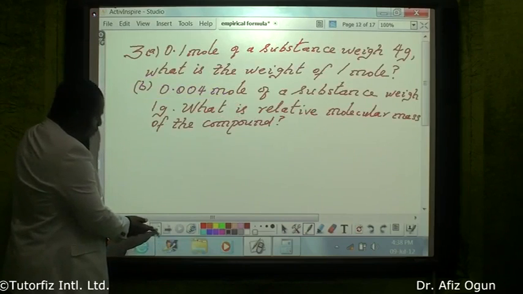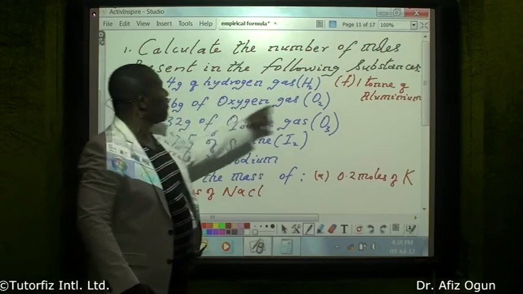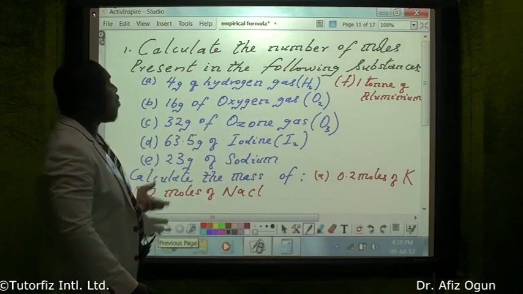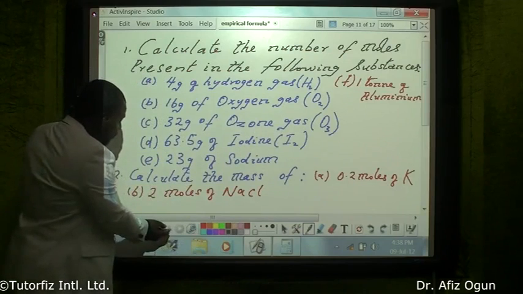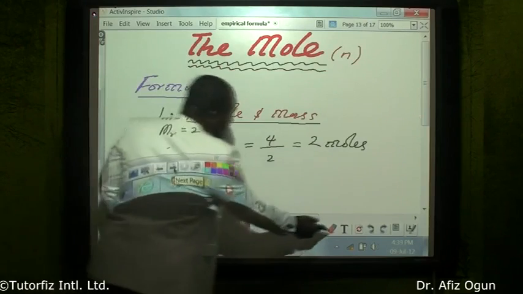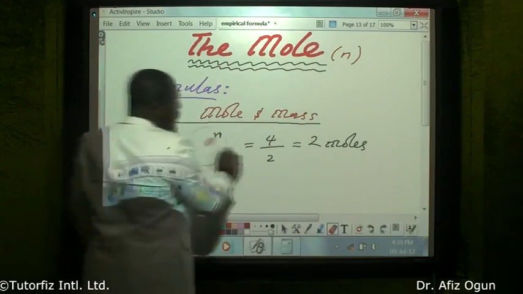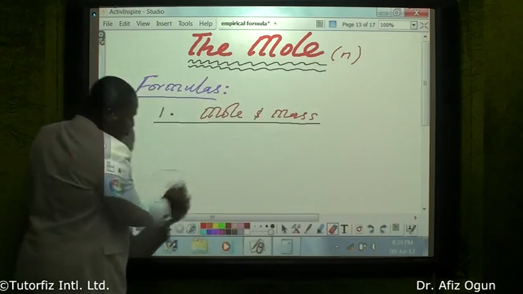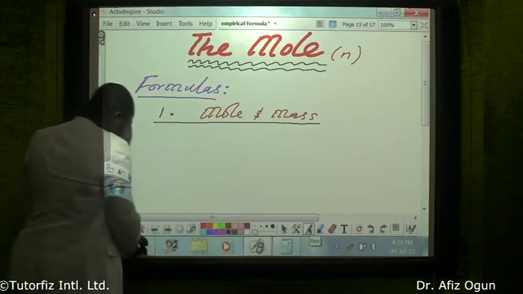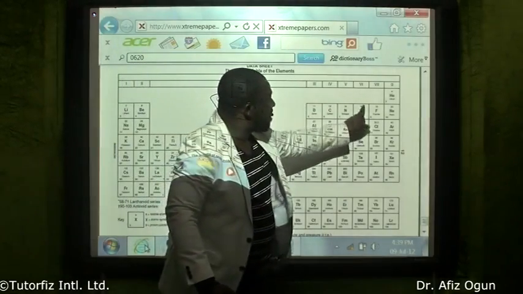I deliberately gave you some diatomic gases. 16 grams of oxygen gas. Yet again, oxygen is a diatomic gas. Whatever you see in the periodic table, you have to multiply it by 2 for oxygen because it's a diatomic gas. Oxygen here is 16.